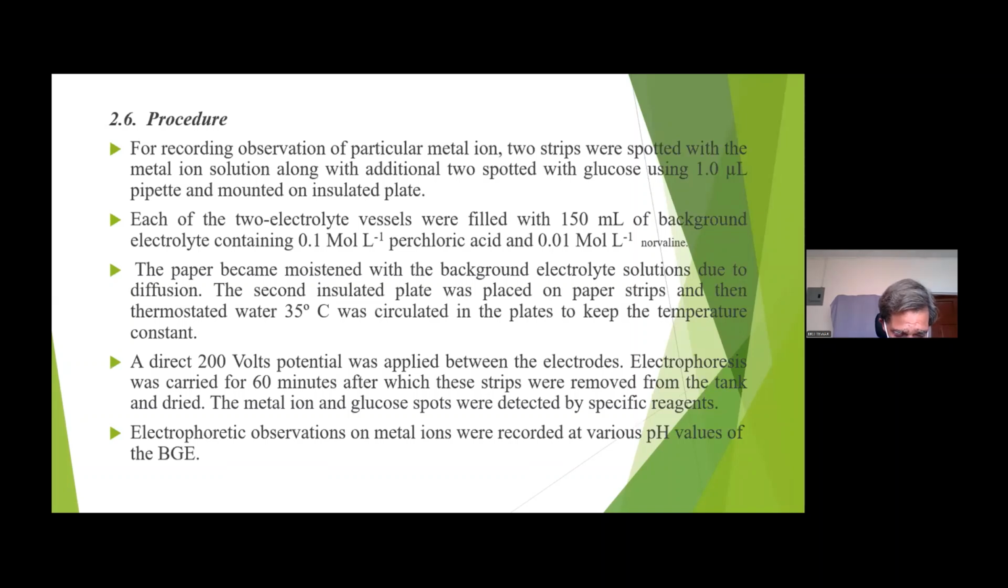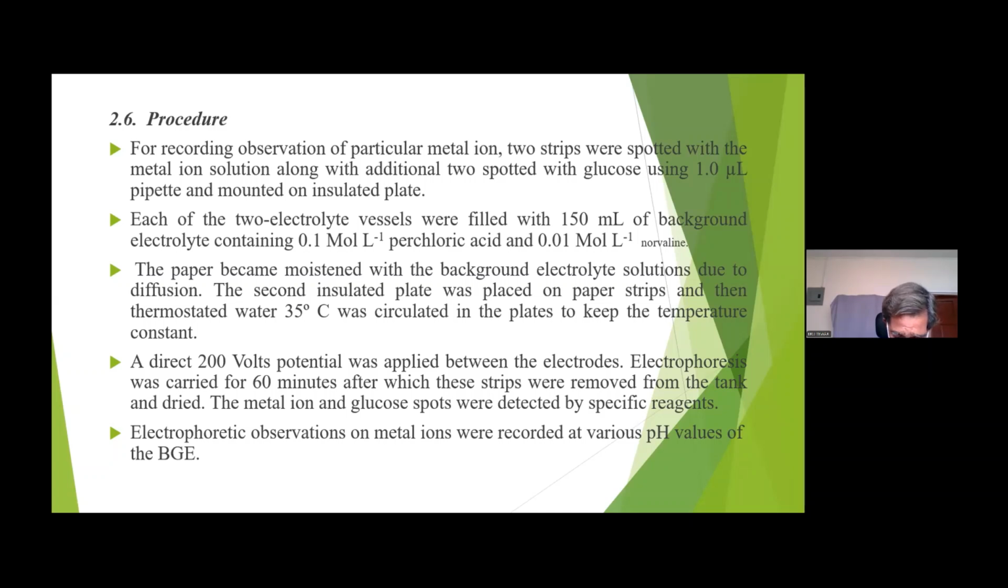For recording the observation of particular metal ions, 2 strips were spotted with metal ion solution along with an additional 2 spotted with glucose using a 1.0 microliter pipette and mounted on the insulated plate. Each of the 2 electrolyte wedges was filled with 150 milliliter of background electrolyte containing 0.1 molar perchloric acid and 0.01 molar norvaline. The paper became moistened with background electrolyte solution due to diffusion.